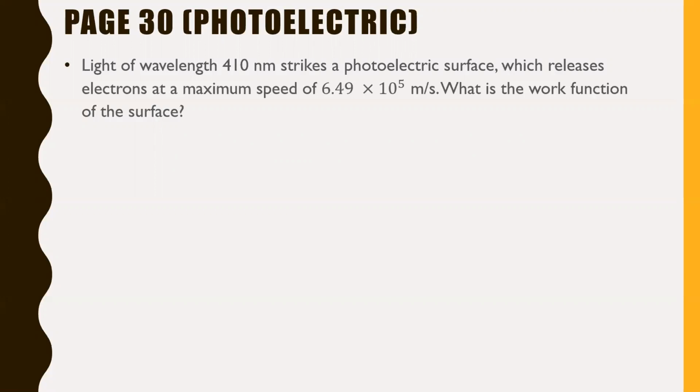Okay, so what I'm going to do first is set up pretty much a data bank of everything that I've got. So first things first, I know my wavelength is 410 times 10 to the negative 9 meters. Okay, that might be useful. We know that the electrons being released have a speed of 6.49 times 10 to the 5 meters per second. And we are looking for the work function.